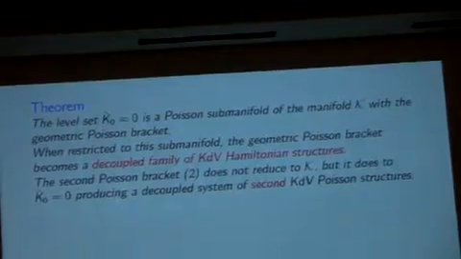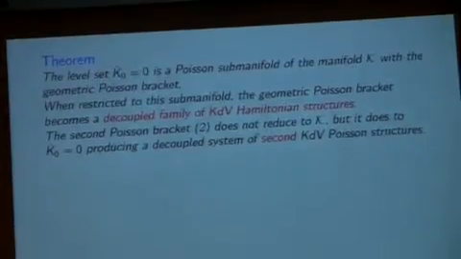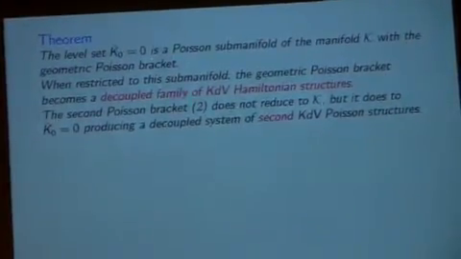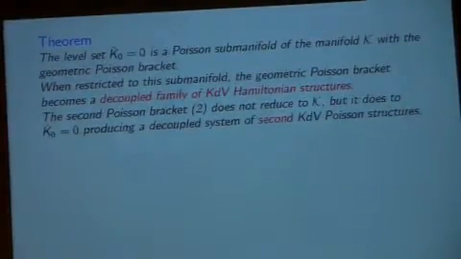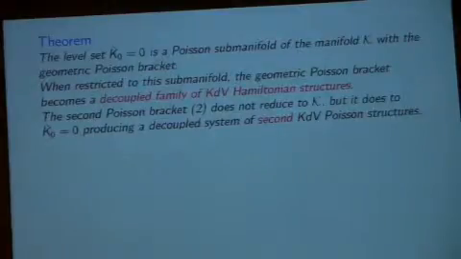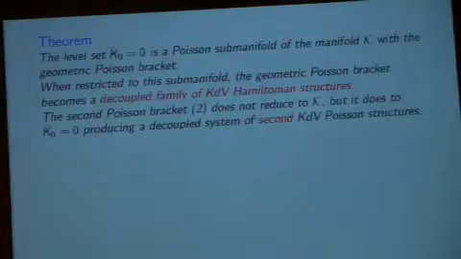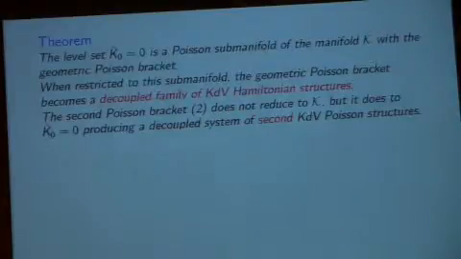And then the second one, although it did not reduce to k, it does to this submanifold. So you can reduce the second one to the submanifold of Schwarzian type of invariants, and you get a decoupled system of the second KdV. Now you have a family of two compatible ones you can integrate, and it's all good because you just get, hopefully, a decoupled system of KdV.